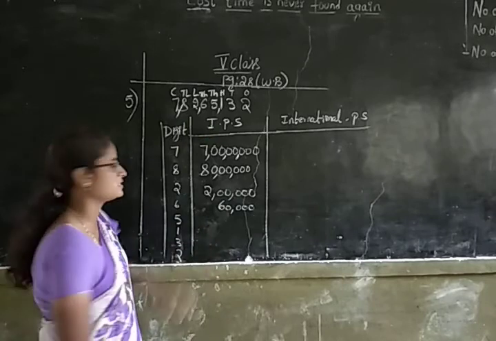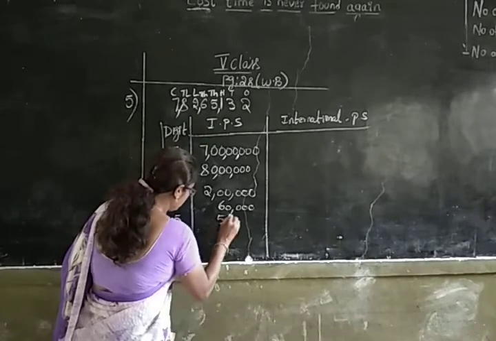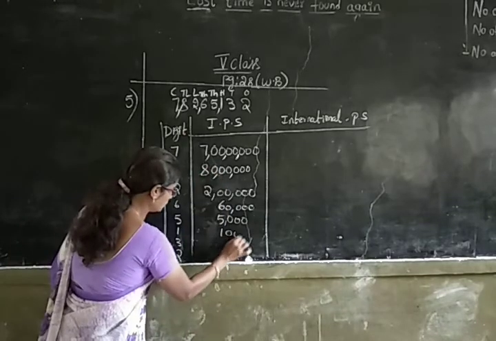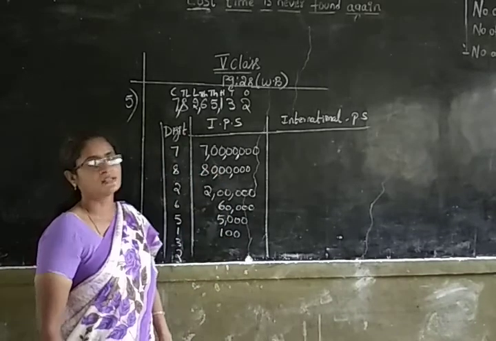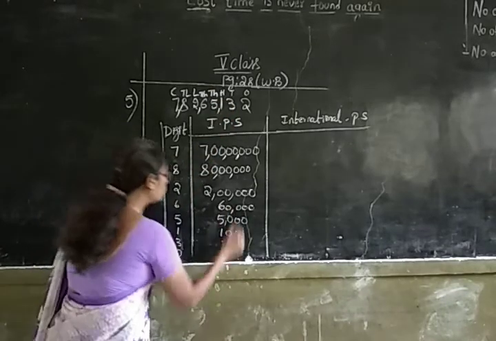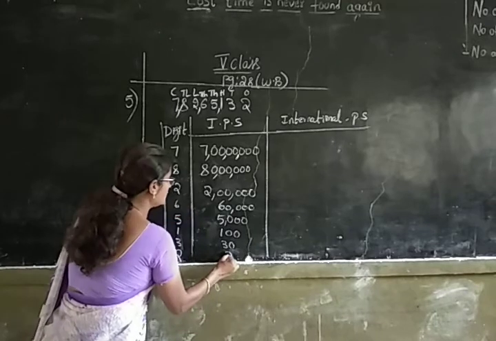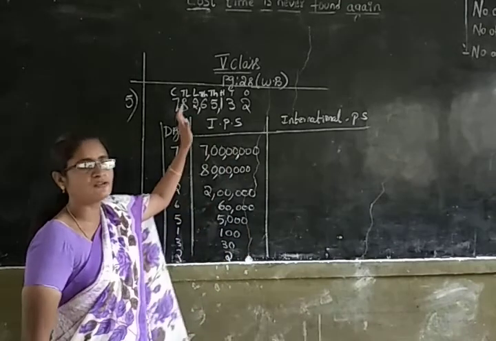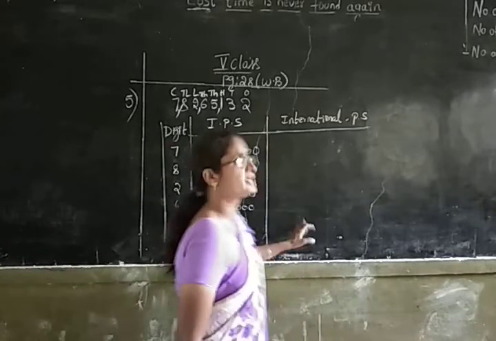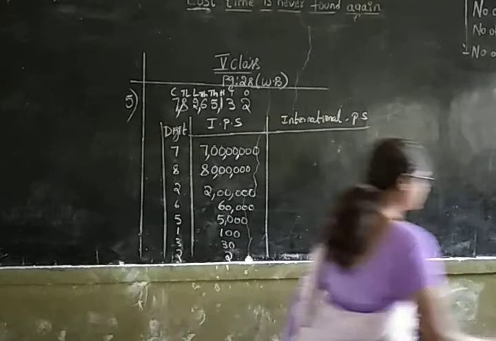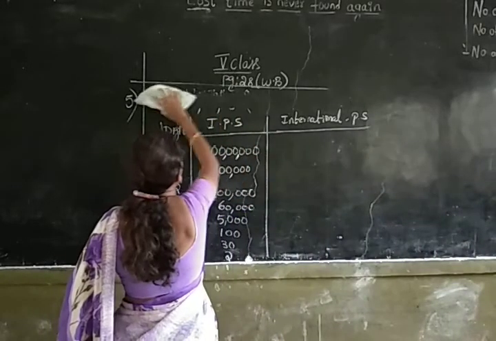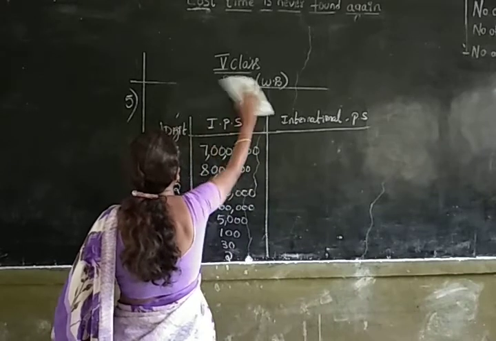Similarly, 5 is in thousands place, so its place value is 5,000. Next, 1 is in hundreds place, so its place value is 100. And 3 is in tens place, so its place value is 30. 2 is in ones place, so its place value is 2. Now we have written the place value of each digit of the number in the Indian place value system. Now let us write down the place value of each digit in the international system.